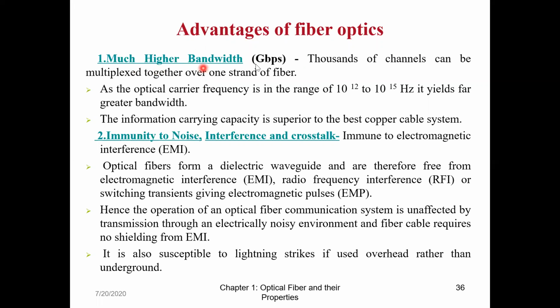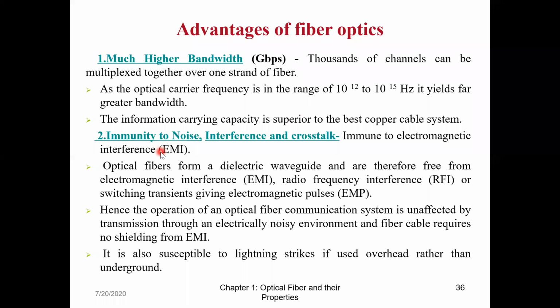First one is it has much higher bandwidth. We have already seen in the electromagnetic spectrum that the range of optical carrier communication is 10 raised to 12 to 10 raised to 15 hertz. So it offers a quite higher bandwidth. Once my bandwidth is higher, I can multiplex thousands of channels and send them over one fiber strand. So obviously the information carrying capacity is superior to the best copper cable system. So please write down this heading and some of the keywords which you feel are important.